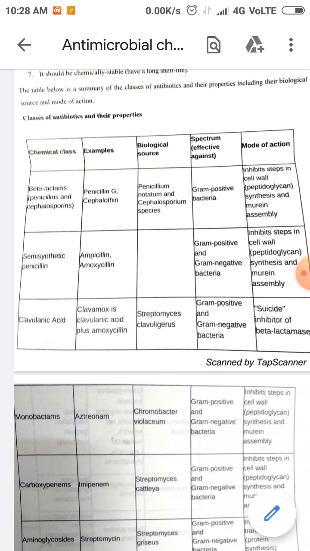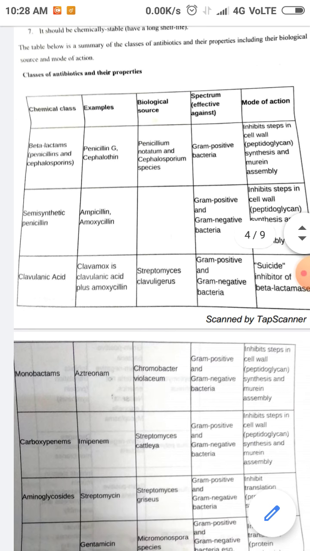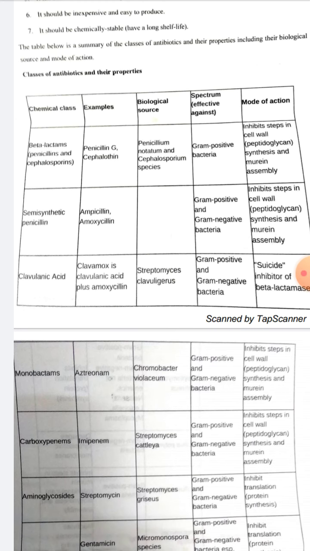Antimicrobial chemotherapy kills or inhibits the growth of microorganisms such as bacteria and fungi. The therapy which kills the microorganism is called microbiocidal, and the therapy which inhibits the growth of microorganisms is called microbiostatic therapy.